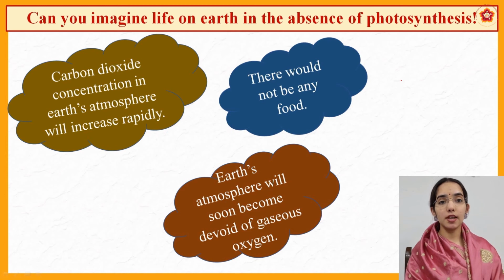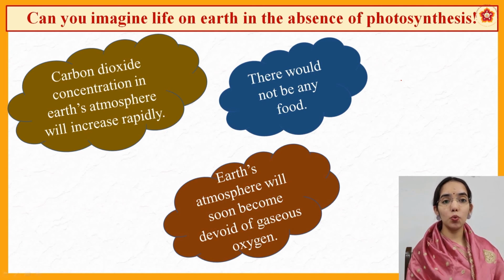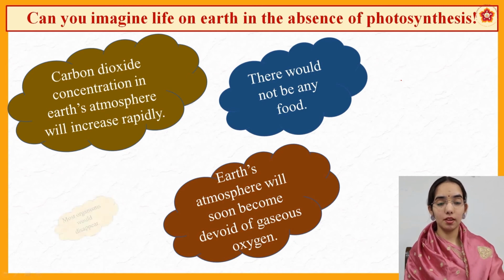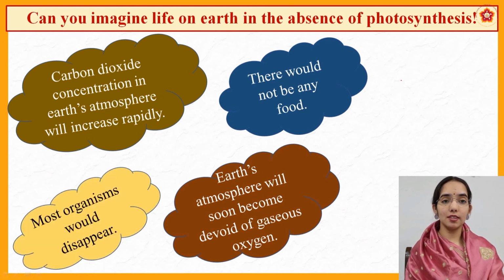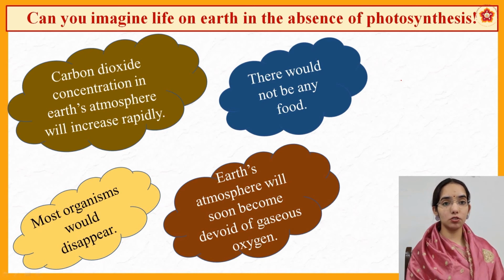Now the carbon dioxide concentration in the Earth's atmosphere will increase rapidly because plants take in carbon dioxide. Now if plants aren't there, then who will take it in? And if carbon dioxide level increases, it will be really dangerous because global warming will happen at a rapid rate. And very soon, most organisms will disappear. So if this one single process stops, life on Earth will end. So see how important plants are. And this process of photosynthesis occurring in them is also so important.